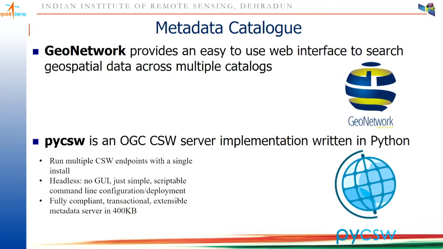Because there is no GUI, it is simple and scriptable, so a lot of users who want to automate data search and visualization can use PyCSW. If you are a traditional user who wants to manually search the data by typing and your requirement is small, you can use GeoNetwork. But if your organization's requirement is such that you want to search dynamically through your program, GeoNetwork may not provide such strong API endpoints and faster search results. In that scenario you can use PyCSW.